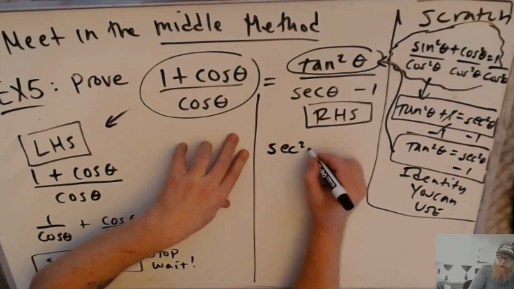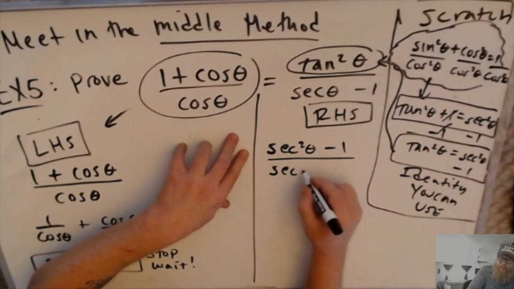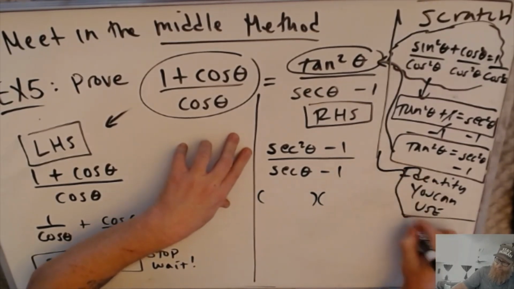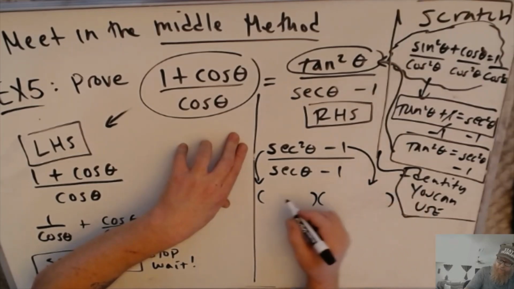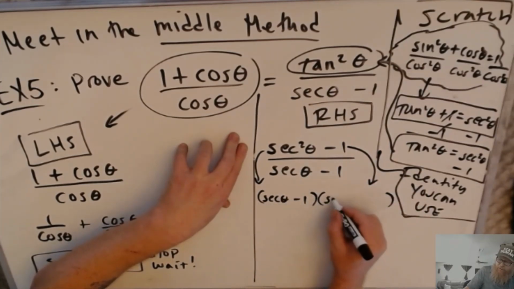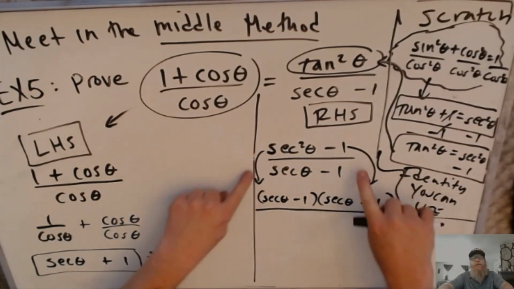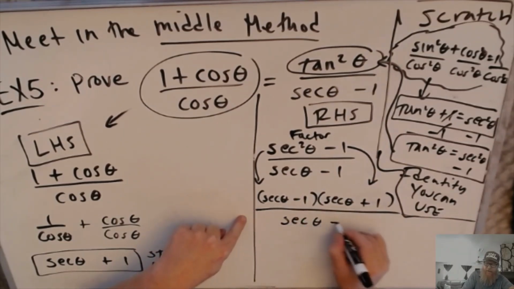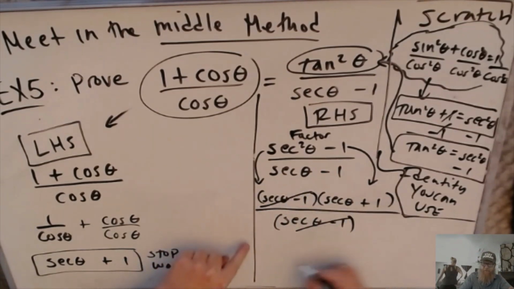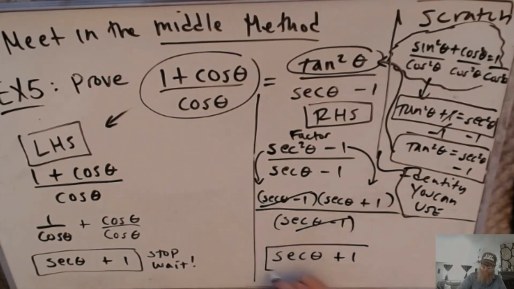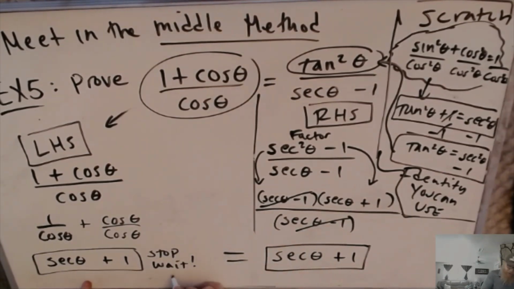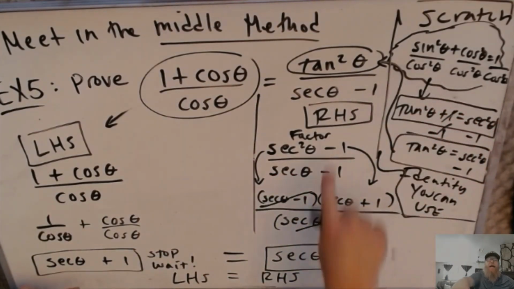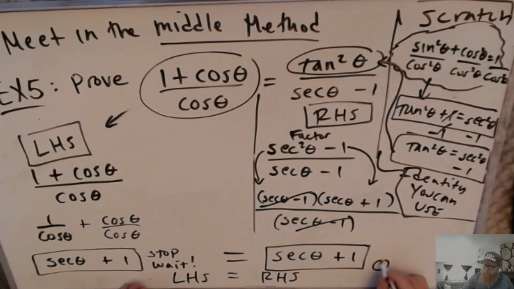So this is going to be (secant squared minus 1) over (secant minus 1). We're going to factor the numerator. That's going to be (secant minus 1) times (secant plus 1). That's factoring. Factor the numerator, bring down your denominator. Now you can cross these off, and you get secant theta plus 1. So these are equal to each other. The left-hand side is now equal to the right-hand side. I never made it all the way. I just stopped halfway, and then I brought down the right-hand side. It stops halfway, and now we're done. QED.